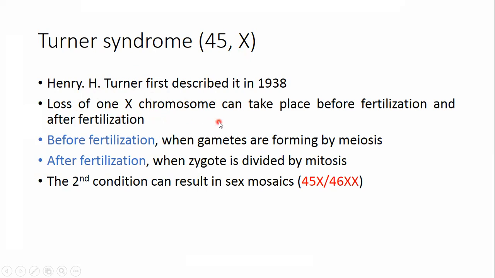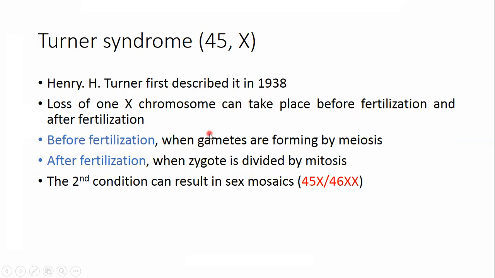The loss of one X chromosome can take place before fertilization and after fertilization. So what is the reason behind Turner syndrome? Because one X chromosome is basically missing in that female. So loss of one X chromosome, or monosomy of X chromosome, can occur before fertilization, when gametes are forming by meiosis, and after fertilization, when the zygote is dividing by mitosis.